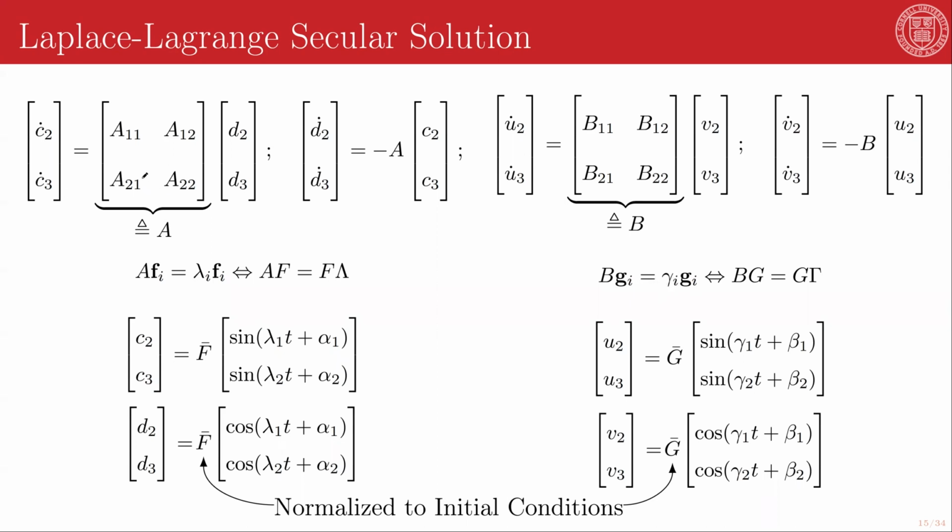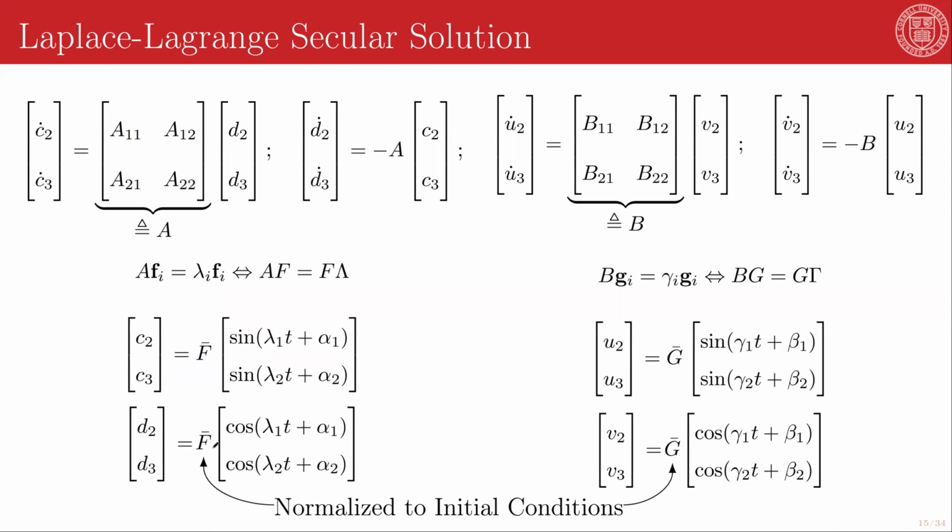The solution to this differential system is that C2 and C3 will equal the summation over all of the eigenvectors of A multiplied by the sine of lambda_i times time plus alpha_i, where alpha_i is a phase determined by the initial conditions of the system. In a compact form, we can use this matrix notation to write C2, C3 is equal to F bar, where this bar represents normalization of the eigenvector matrix to correspond to the initial conditions, times these two sine terms in lambda_1 and lambda_2 times time plus initial phases alpha_1, alpha_2.